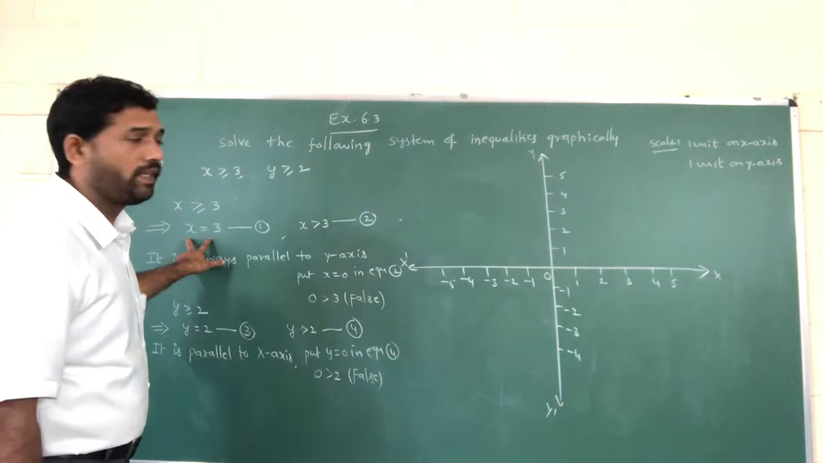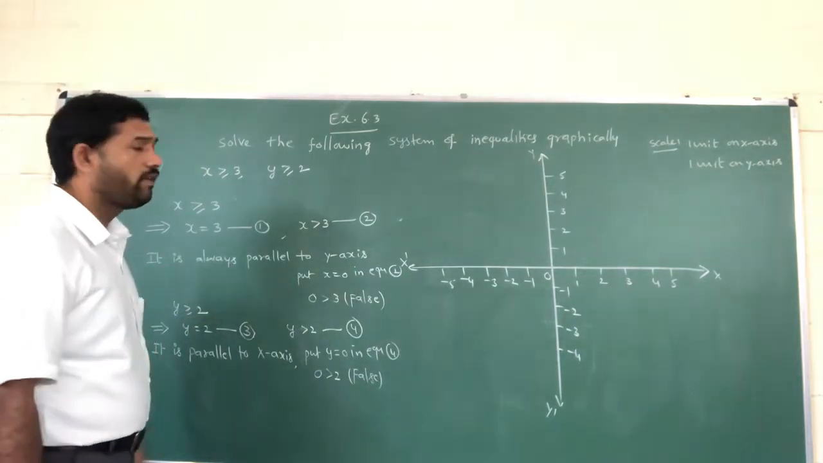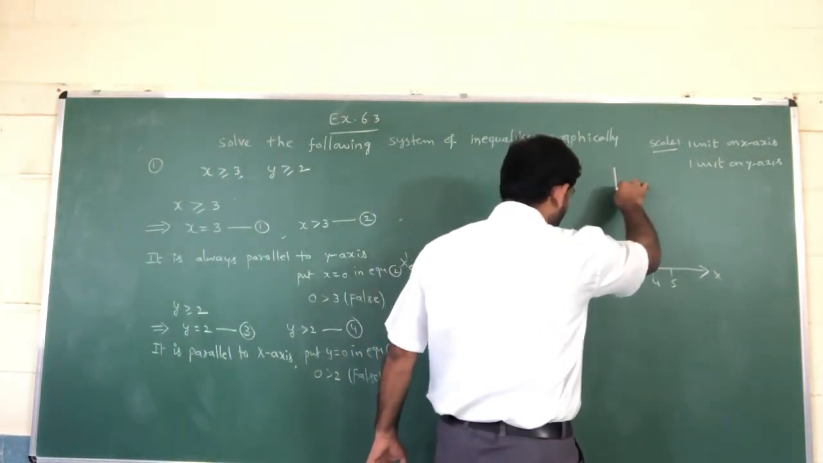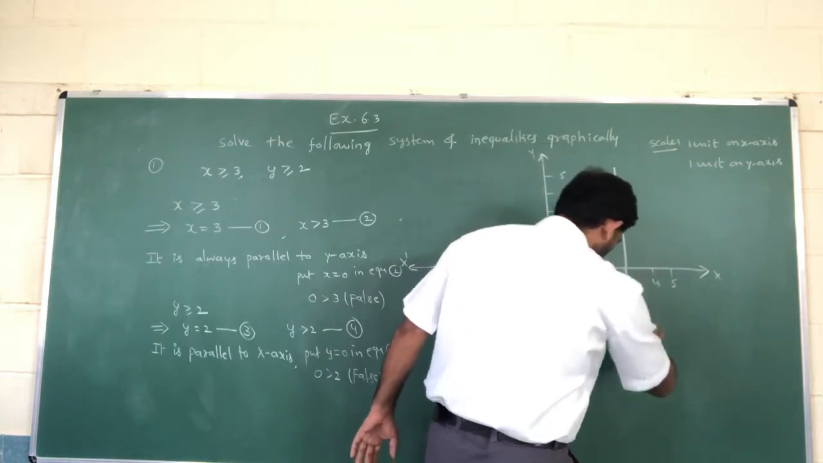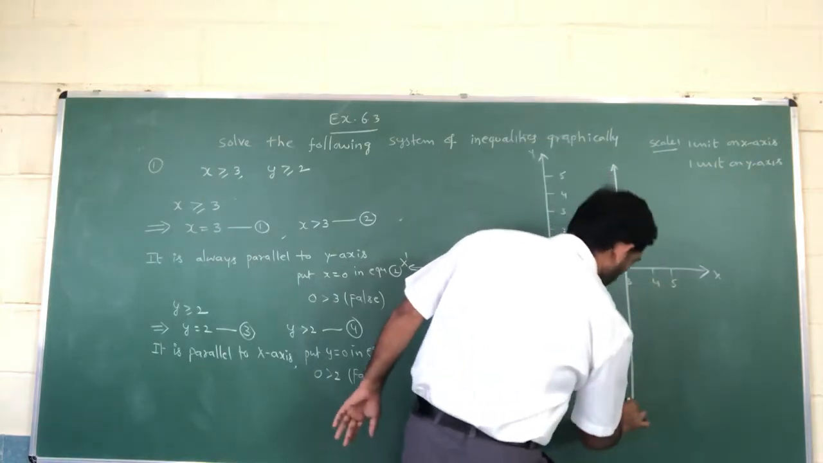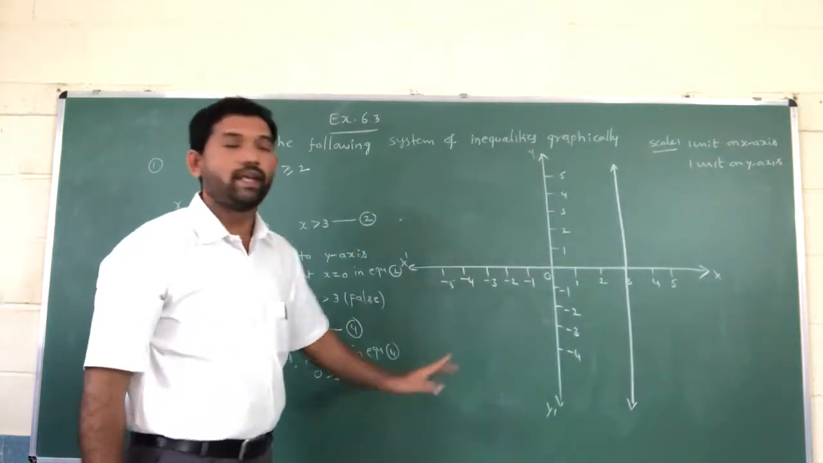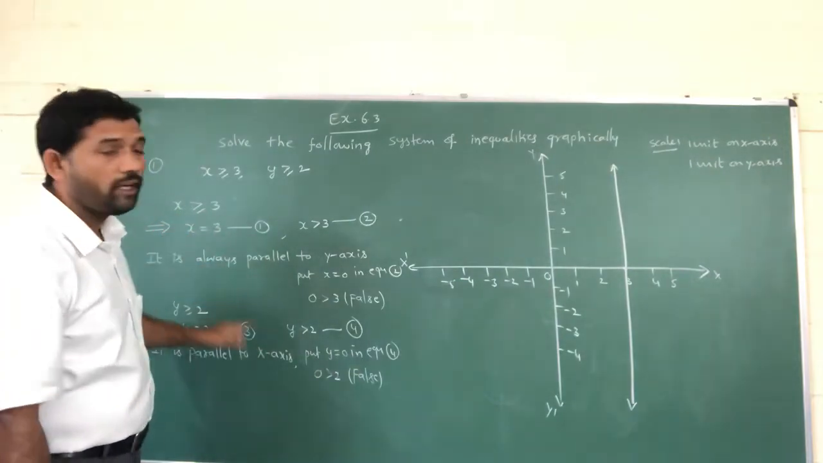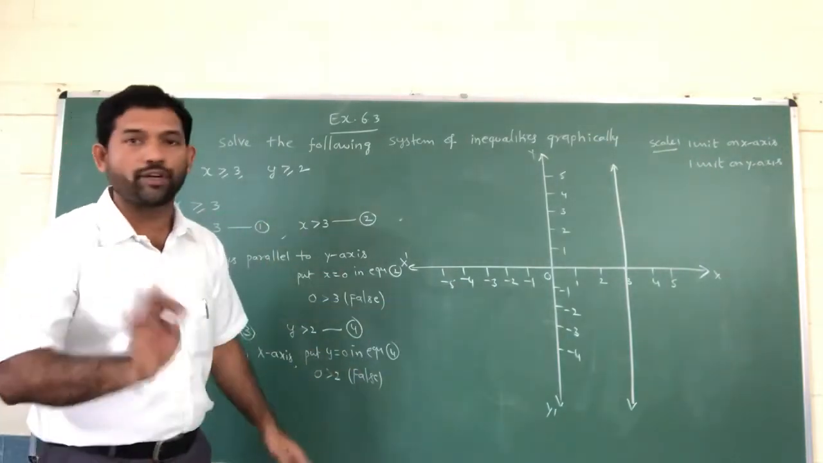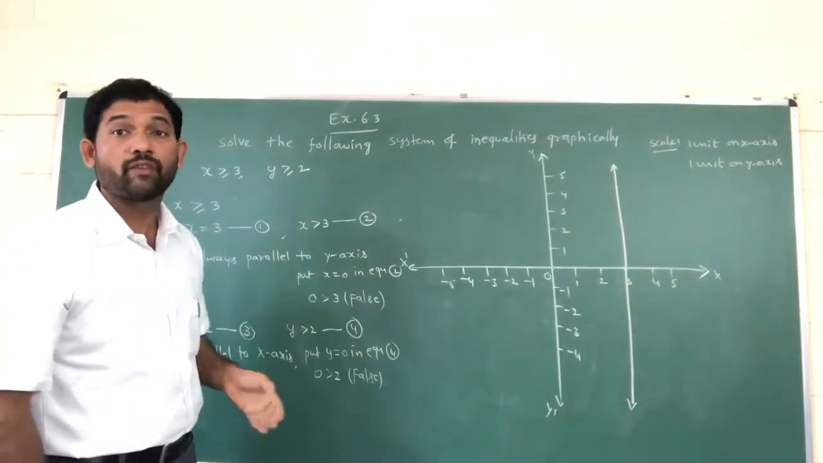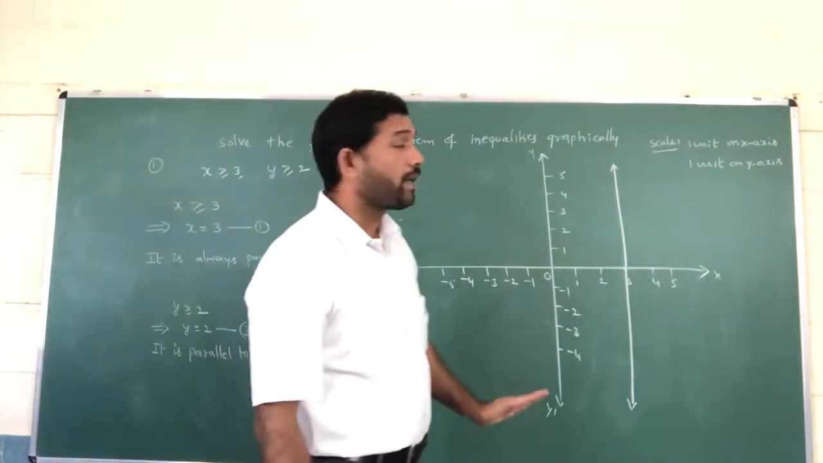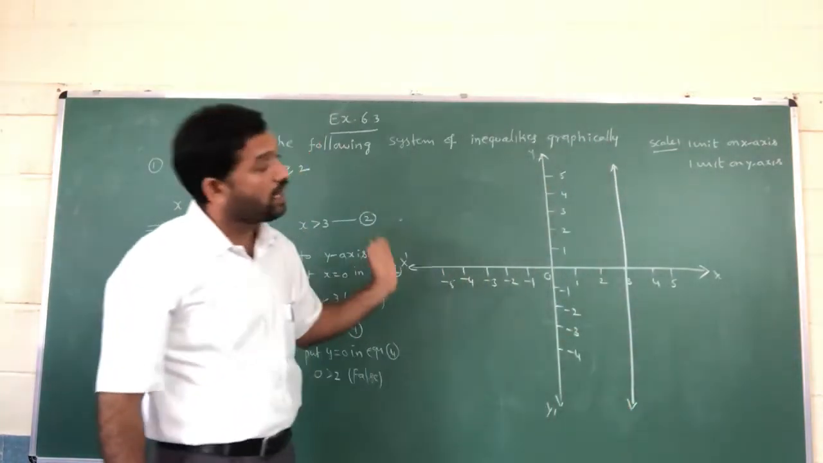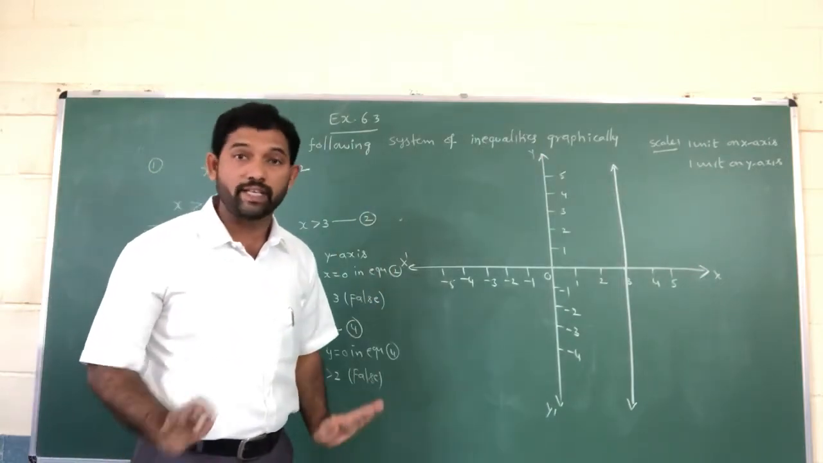Now the first one, equation number 1: x equal to 3. It is always parallel to the y-axis. Also, since equal to is there, x greater than or equal to means you have to take a dark line, not a dotted line. Next, where do we shade? The plane is separated into two solution sets, left hand side and right hand side. Understand?